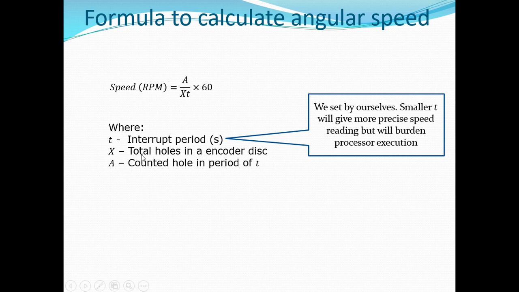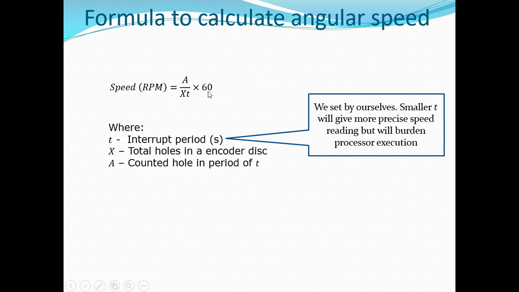And then X here is the total holes in the disc. For example, if you buy a disc with 60 holes, then just put 60 directly. Interrupt period in seconds. What's the interrupt period? This one is set up by yourself. That means you set it up. And then lastly you multiply with 60.